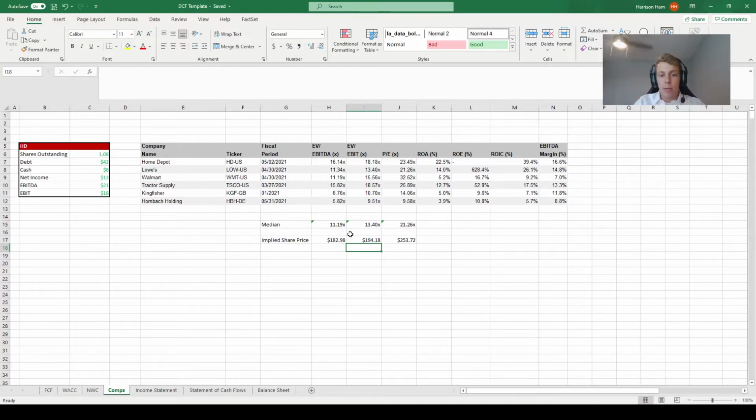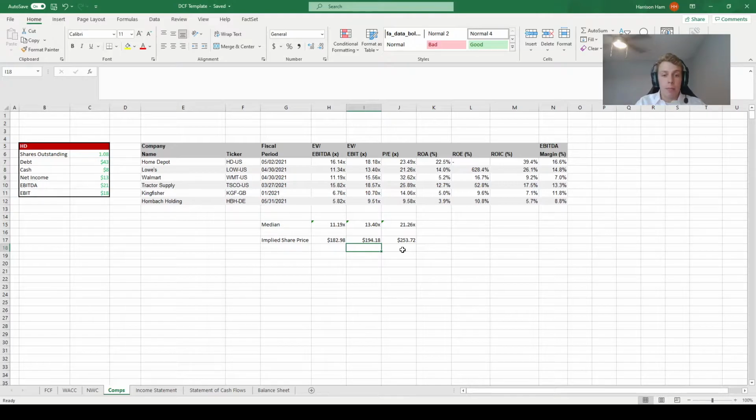So looking at these implied share prices, all of them are significantly lower than Home Depot's current price of around $300. And the reason for that is because Home Depot's competitors are all valued at much lower valuations across all these ratios compared to Home Depot. If you look at the EV to EBITDA ratio, Home Depot has the highest one out of all its competitors. Same thing with the EV to EBIT, and its PE ratio is also fairly high compared to the rest of its competitors. So because of this, if Home Depot were valued like its competitors, its price would be much lower.